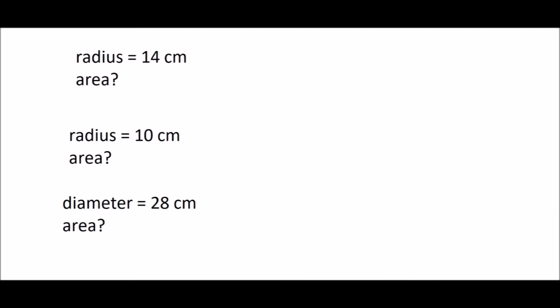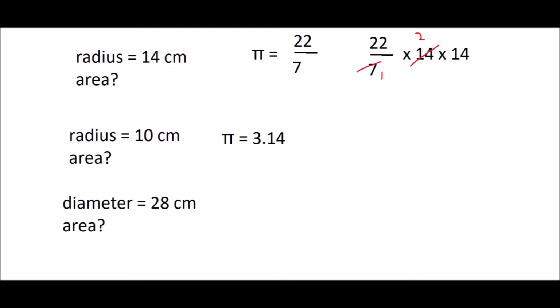If we have a circle with a radius of 14 centimeter, we will use pi 22/7. Remember, because it is multiples of 7. And then we multiply the pi times 14 times 14. And we can simplify it like this. If the radius is 10 centimeter, then it will be using 3.14. 3.14 times 10 times 10.